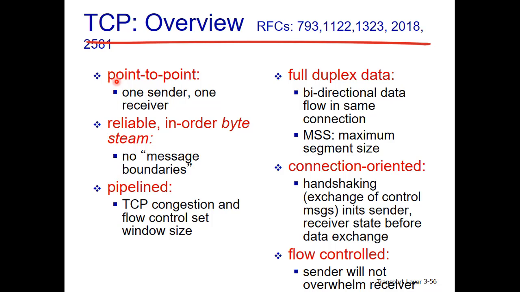TCP is point-to-point, one sender and one receiver. Okay? It's a process-to-process communication. It's a reliable, in-order byte stream. It's a reliable data transfer protocol which delivers the data to the application as an in-order byte stream. It's a pipelined protocol. You can send multiple segments of the data. TCP congestion and flow control set the window size. You can send multiple TCP segments back to back, but there is a limit that is applied due to the window size and flow control. We will talk about those things later on in this lecture.